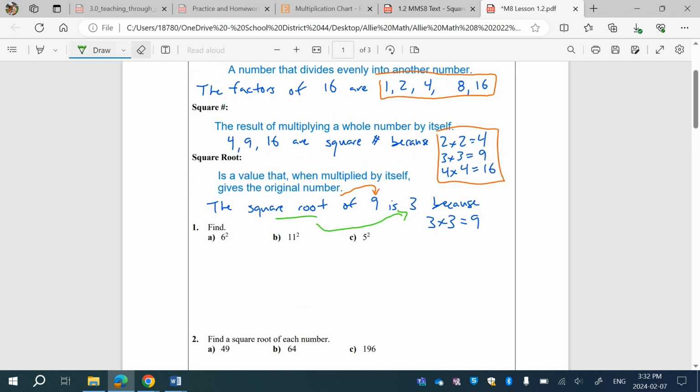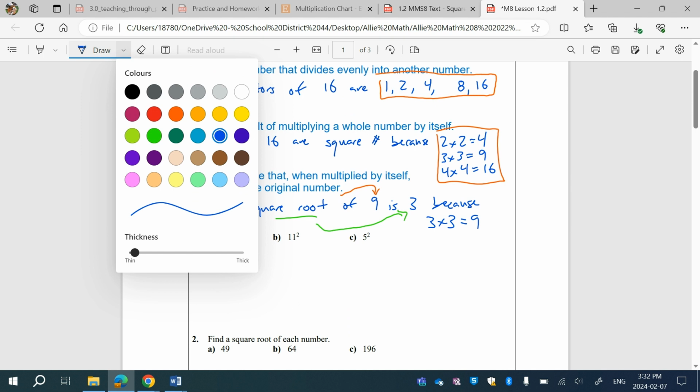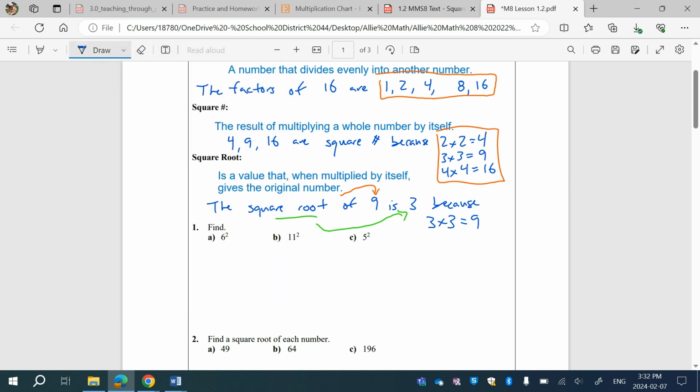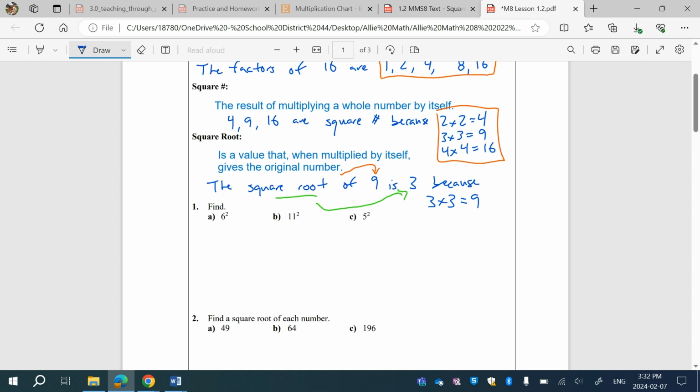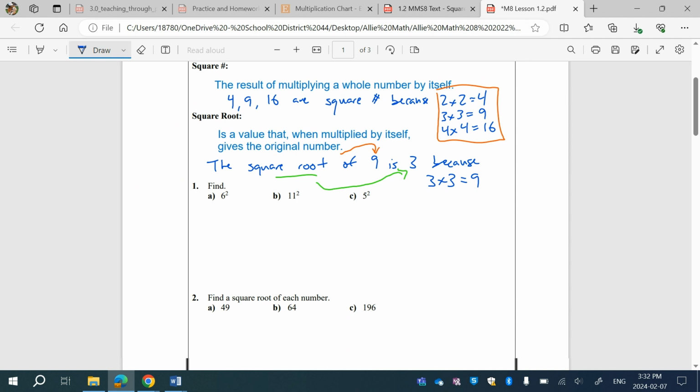One thing that's important for us to remember and always think about is that it's an inverse operation to squaring something. So it's an opposite operation. You could think of the square root as almost like an origin story or something like that.